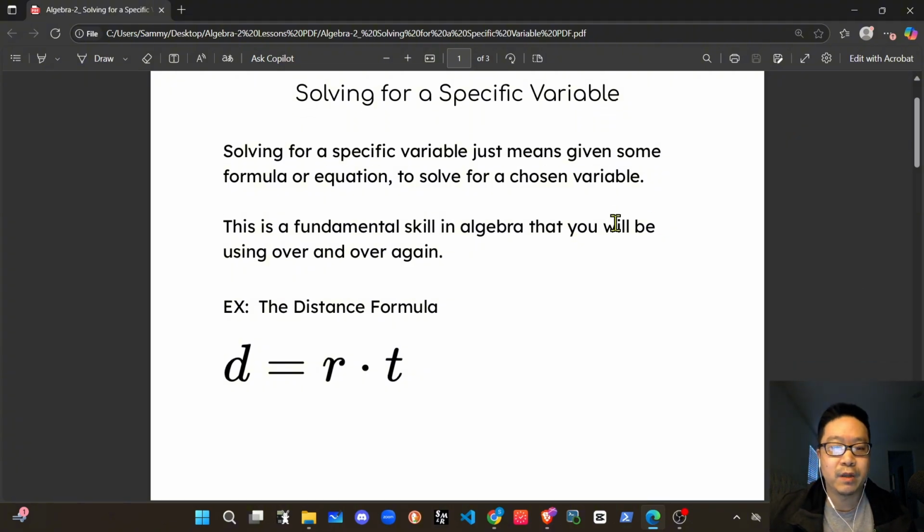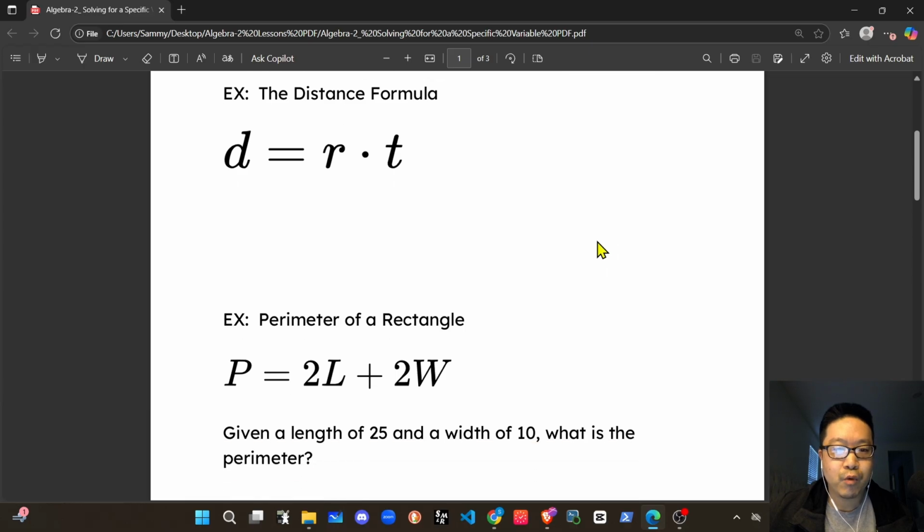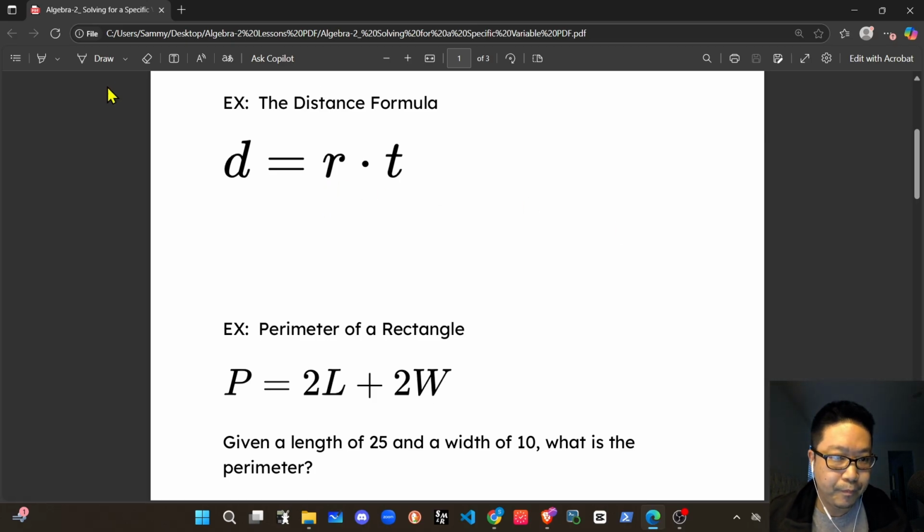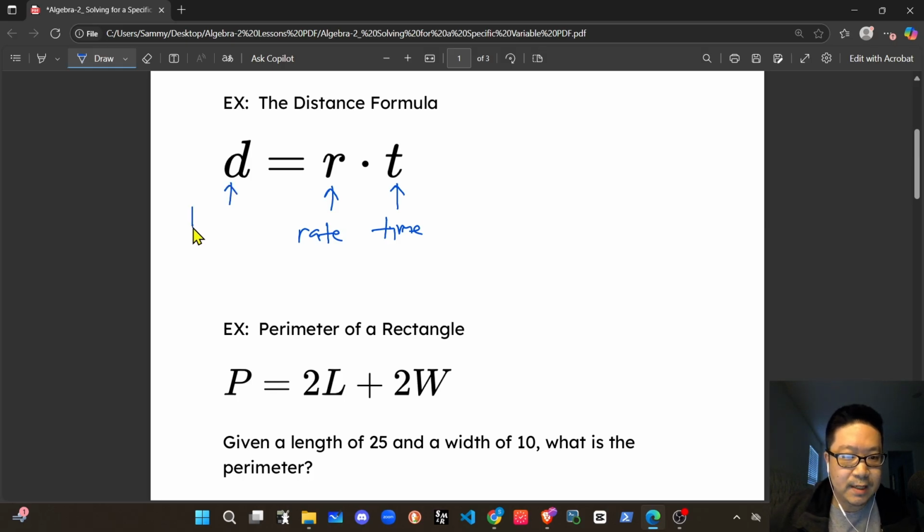So let's start off with the distance formula. Here we have distance d equals r times t. R is your rate of speed, t is your time, and D stands for distance. This is a formula that you will encounter over and over again in math and in physics.